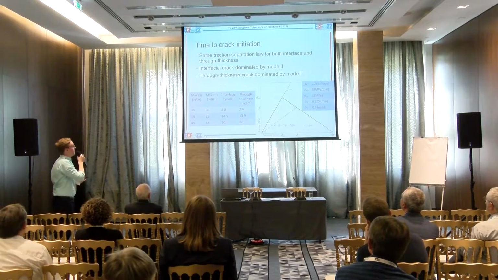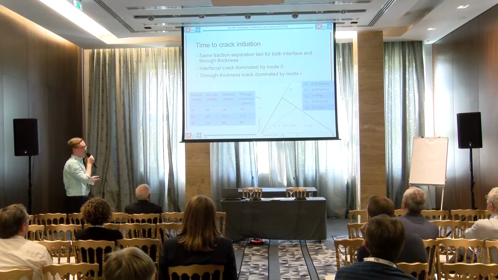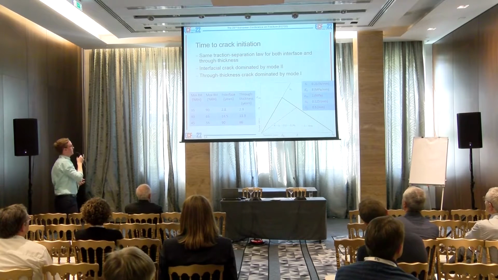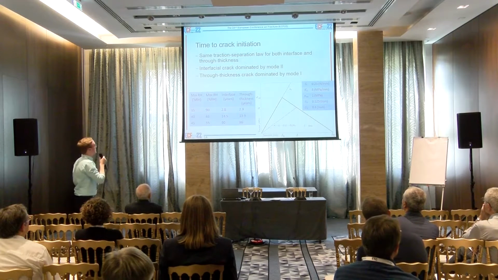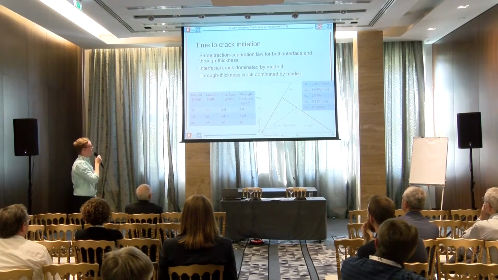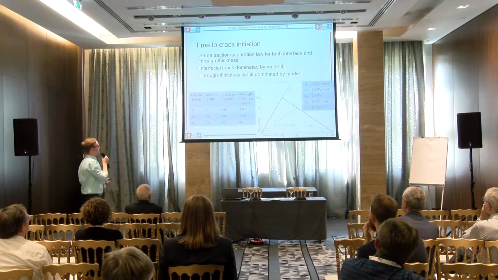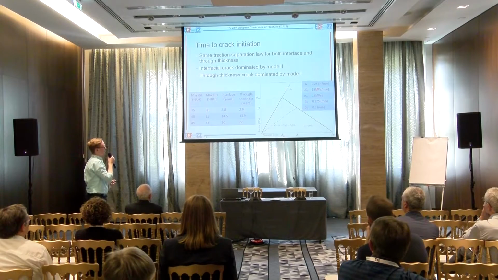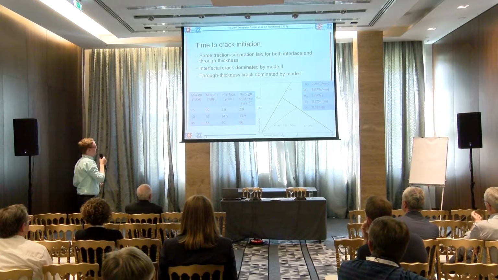So initially we're looking at the same traction separation law for both interface and through thickness cohesive elements. So we know that interfacial cracks are dominated by mode 2 and through thickness cracks dominated by mode 1. Here we have the parameters used in the traction separation law, and we have the 3 relative humidity cycles.